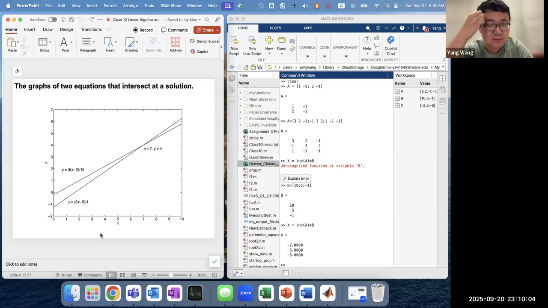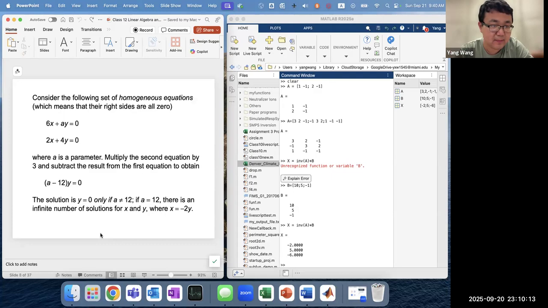Okay, so this is the singular problem or non-singular problem. And in MATLAB, basically it can only solve the non-singular problem. If you have a singular problem, then it's going to report an error.